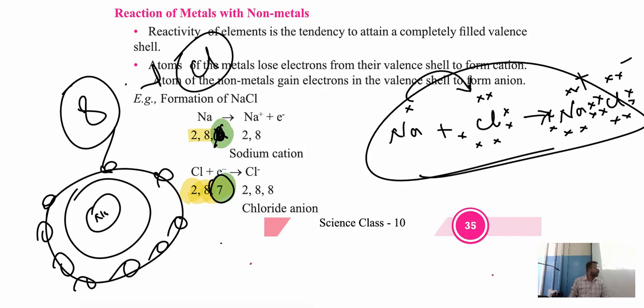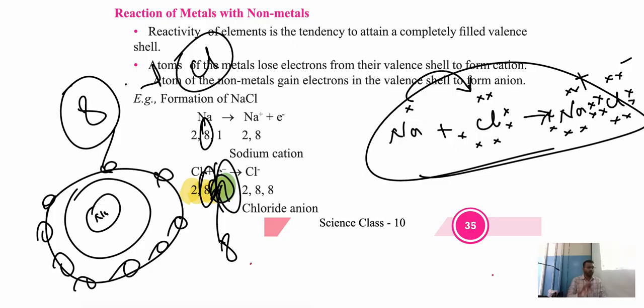On the whole, ultimately, finally, what happened? In the outermost shell, he has 8 electrons. Chlorine also, in the outermost shell, has 8 electrons. Both have 8 electrons in their outermost shell. This is how the formation of sodium chloride has formed.